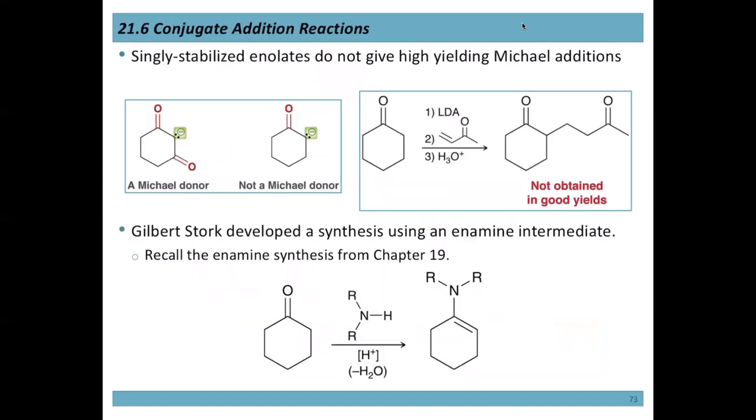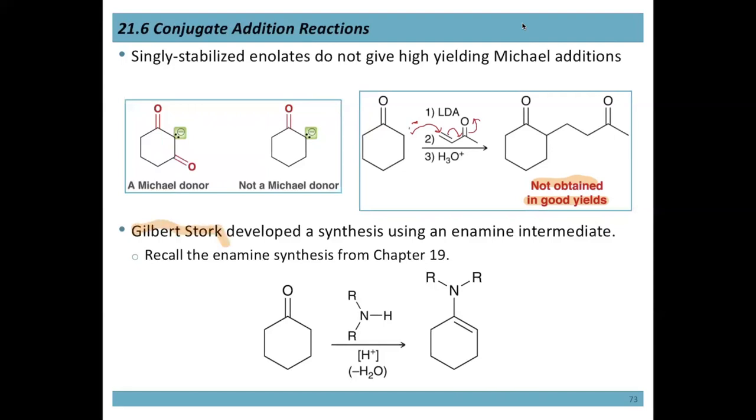So as you see here to the left, this is a good Michael donor because it's doubly resonance stabilized, and this is not a good Michael donor. So even though we can form enolates from this species here, it's not a very good Michael donor. The reaction will still work, but just as it notes here, not obtained in good yields. So what do we do if we only have 1 carbonyl on there? How can we still do a Michael reaction? And of course, the answer is yes.